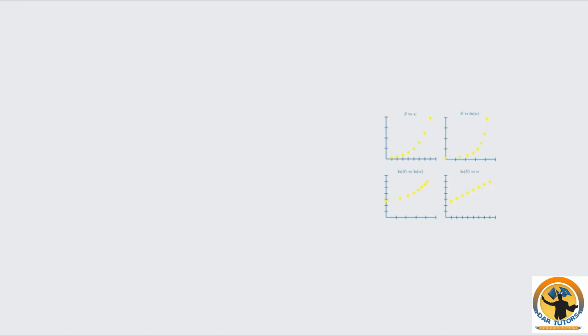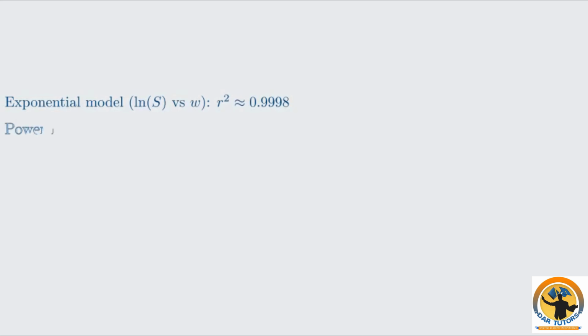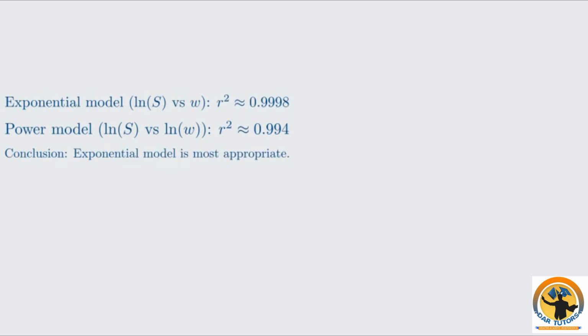The R-squared value for the exponential model, ln S against W, is approximately 0.9998, which is very close to 1, indicating a strong linear relationship. This is higher than for the power model, which had an R-squared of around 0.994. Therefore, an exponential model is most appropriate.